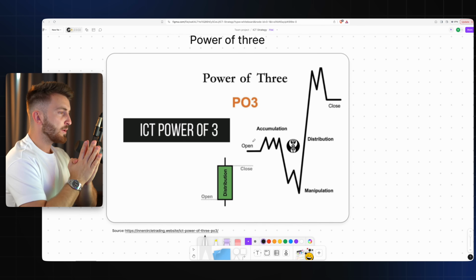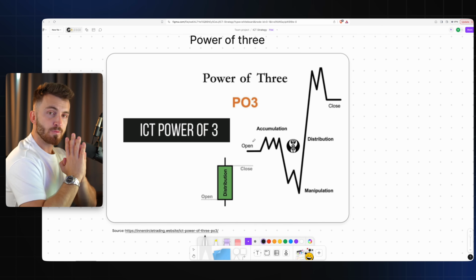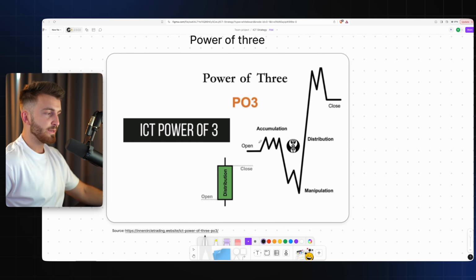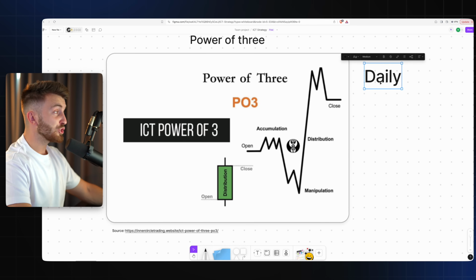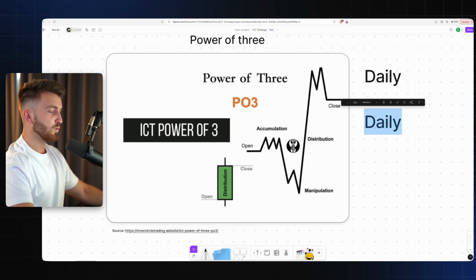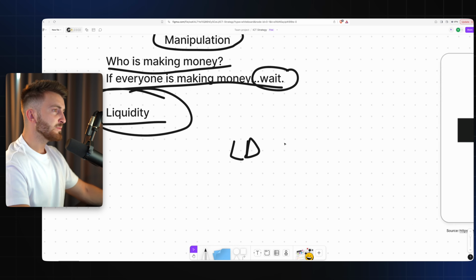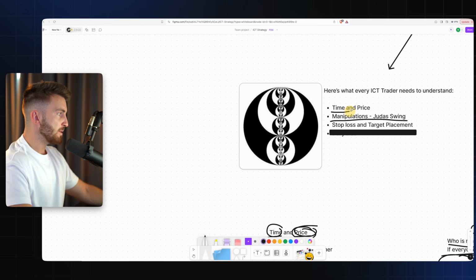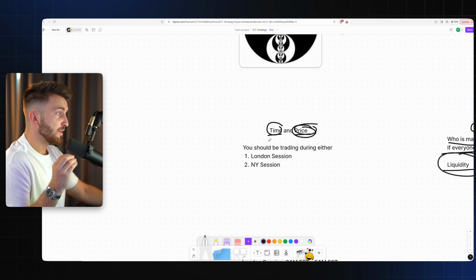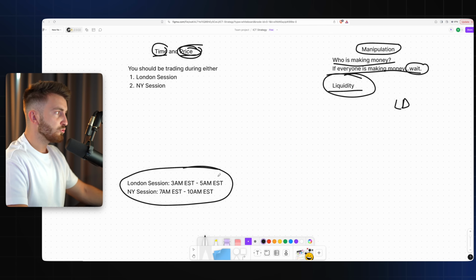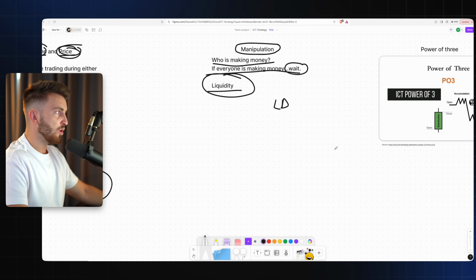Now, a lot of people keep it way too simple, just with the ICT power of 3 on the daily. But you also need to understand that the power of 3 is actually used not only on the daily, but also, and this is what changed my trading the most, so you need to listen to what I'm saying, also on the sessions. So all of a sudden, look at what I'm telling you. I'm telling you that you have to understand time and price, and you have to understand manipulations. And all of a sudden, I'm giving you everything. I'm giving you time and price, which means focus on London session, New York session. And then here, you are going to apply the same concept of the power of 3.